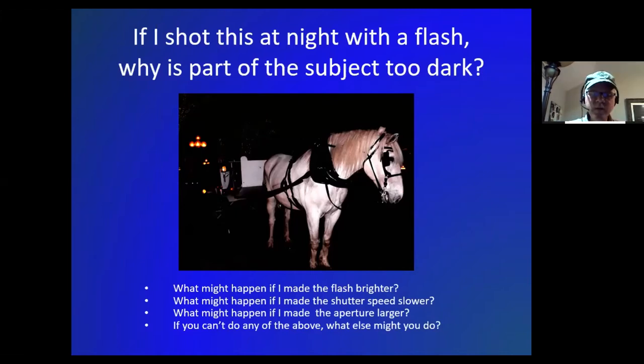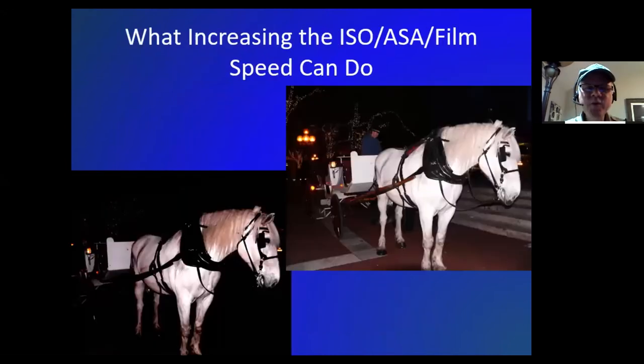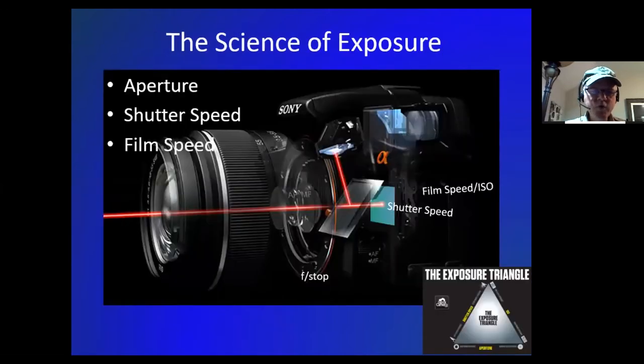So if I can't do any of the above, what would I do? By increasing the ASA or the ISO, look what the difference in the shots happens. Wow. So I'm not adjusting the shutter speed, so I'm not worried about blurriness. I'm not adjusting the aperture, so I'm not worried about my depth of field. I'm adjusting the film speed, how fast the film will accept light. That piece of cheese, and look what I get. So we've got the science of exposure. You've got the aperture, the shutter, and the film speed, and you've got what's called the exposure triangle.